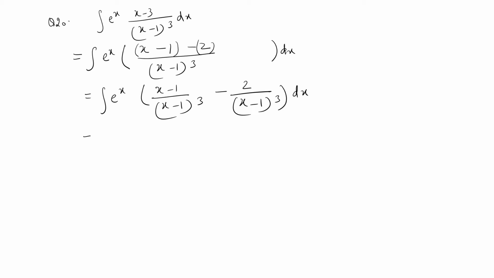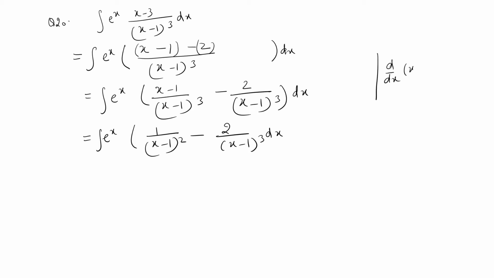So it changes to e raised to power x times [1 upon (x minus 1) whole square minus 2 upon (x minus 1) whole cube]. Now see from here, what is the derivative of (x minus 1) raised to power minus 2? It is minus 2 (x minus 1) raised to power minus 3. So it is just minus 2 upon (x minus 1) whole cube.